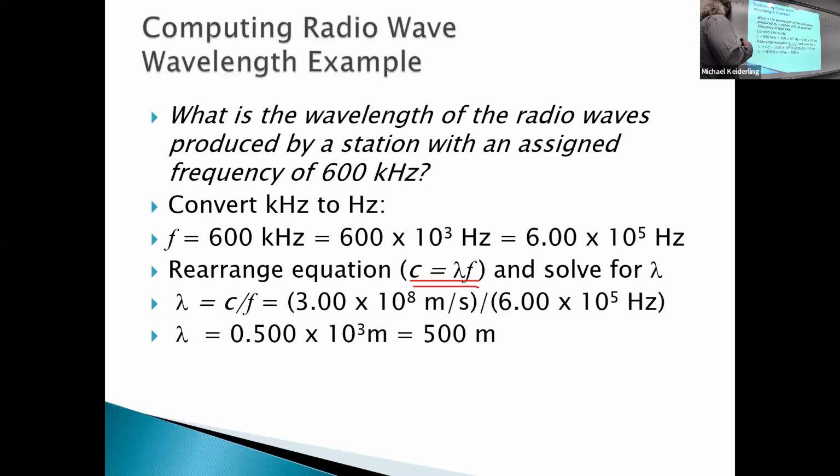And since the speed of light is c, we can set c equal to wavelength times frequency and solve for wavelength. The wavelength equals c over frequency. So 3 times 10 to the 8th meters per second divided by 6 times 10 to the 5 hertz gives us, well, 3 divided by 6 is 0.5, and 10 to the 8 divided by 10 to the 5 is 10 to the third. So 0.5 times 10 to the third meters, or 500 meters.